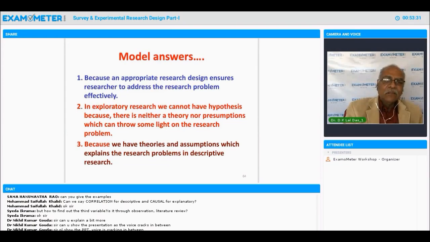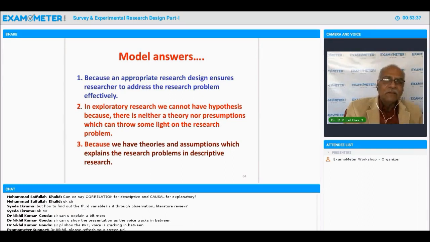If it is descriptive, you can stop at correlation. If it is explanatory, and you say in the beginning that your research study will be explanatory, then as an examiner, I will definitely understand that you are going to establish a cause-effect relationship. So we think it is necessary.